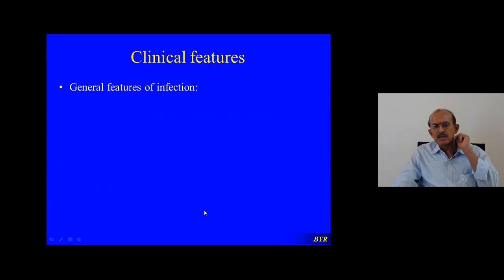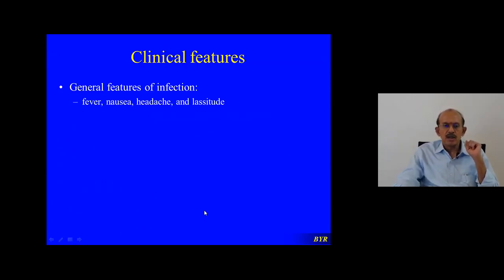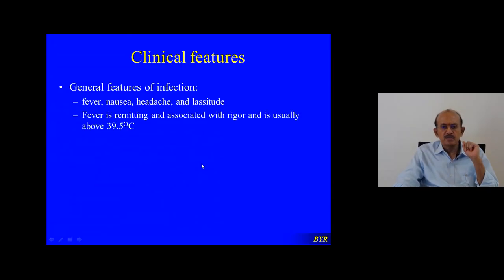Clinical manifestations: there will be general features of infection like high fever, nausea, headache, and lassitude. Usually pyelonephritis produces severe, very high-grade fever with chills and rigor. It may be associated with nausea and headache. Fever is remitting and associated with rigor and is usually above 39.5 degrees centigrade.